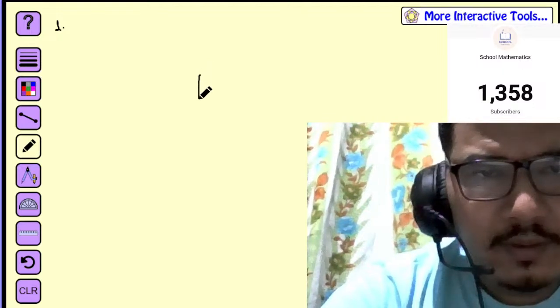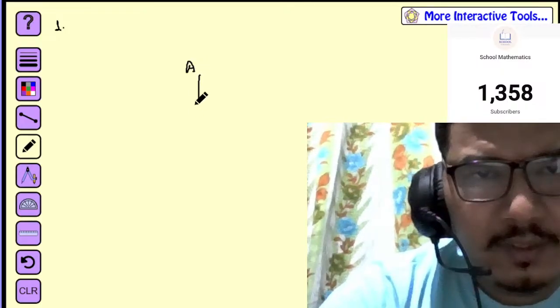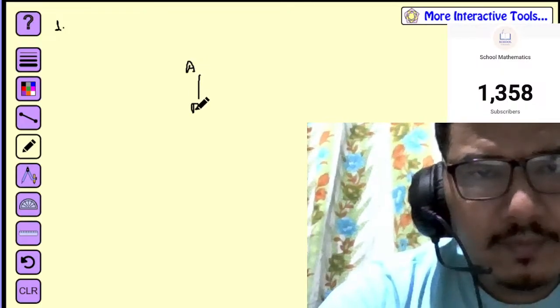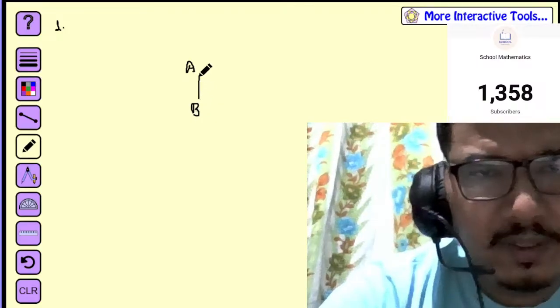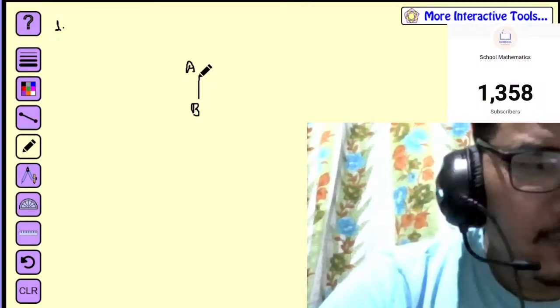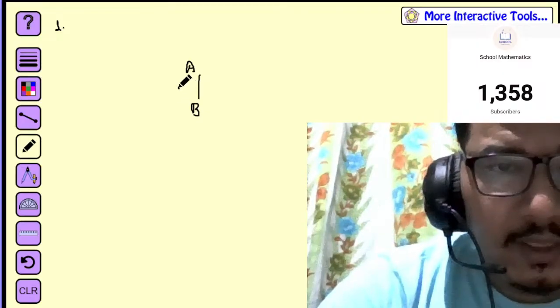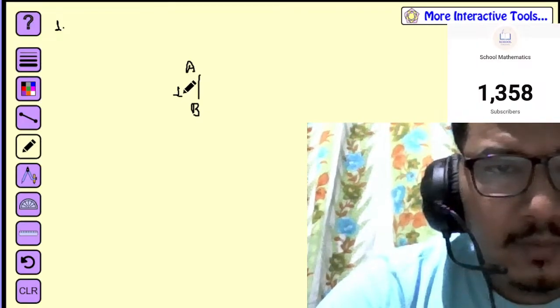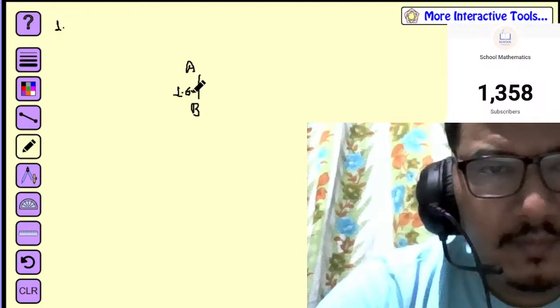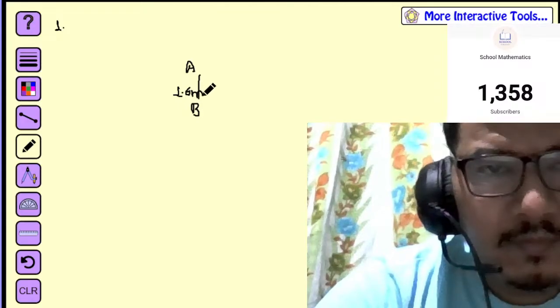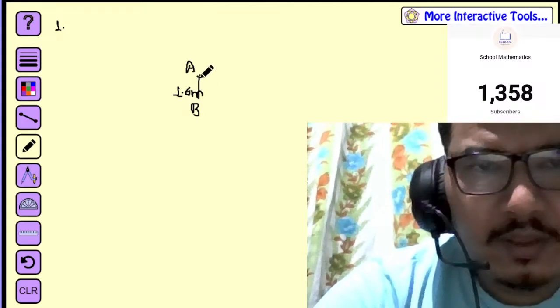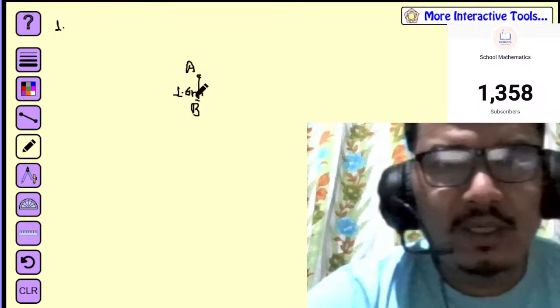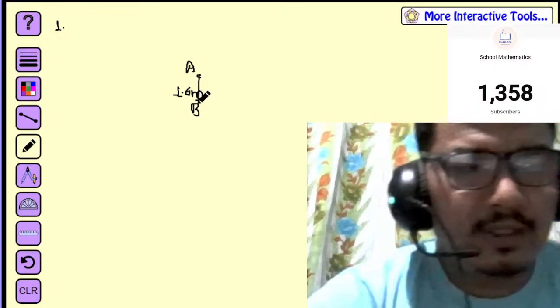The person is standing here. The name of the person is AB, and this person's height is given as 1.6 meters. This person's height is given there, 1.6. The name is AB, right?